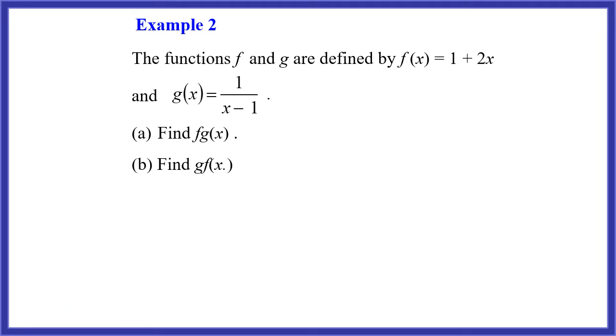Example 2. The functions f and g are defined by f x equal to 1 plus 2x and g x equal to 1 over x minus 1. Find f g x, find g f x. So both are found by composite. So first, A.